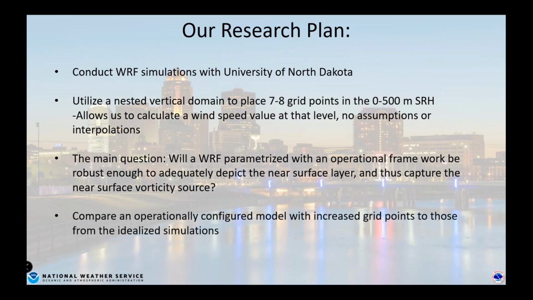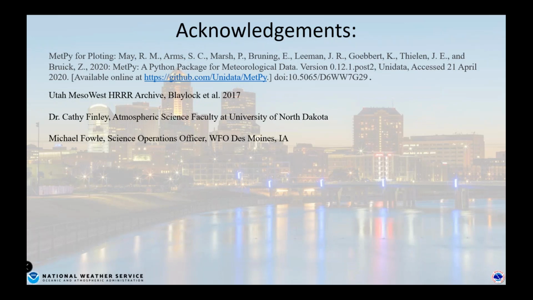And so ultimately, we want to compare this operationally configured model with increased grid points to those from the idealized simulations. And then ultimately also determine the current reliability we have from our CAMs, such as the HRRR, with the 0 to 500 meter storm relative helicity output. Is having 3 to 4 grid points good enough where we can trust that, or do we need to be doing a little bit more if we're actually going to try to adequately resolve our near surface sources of vorticity?